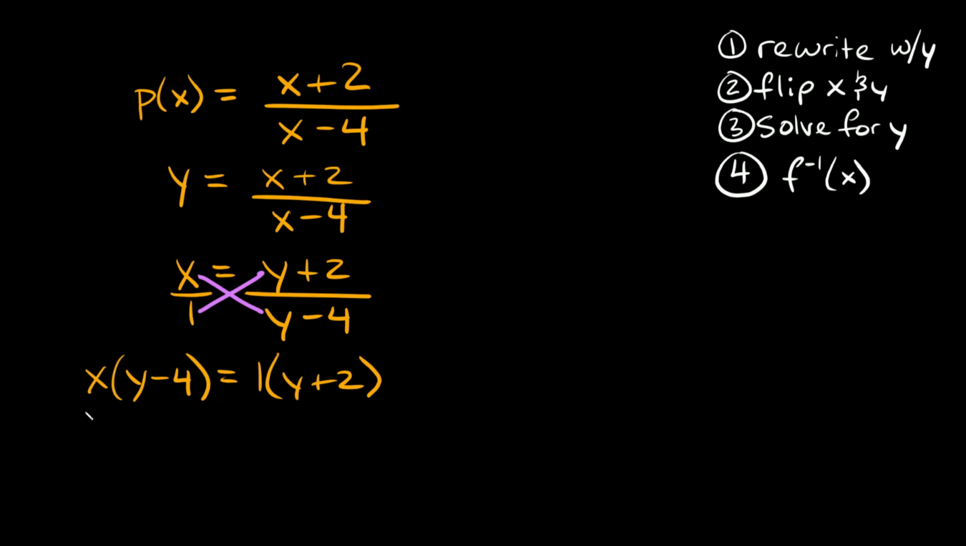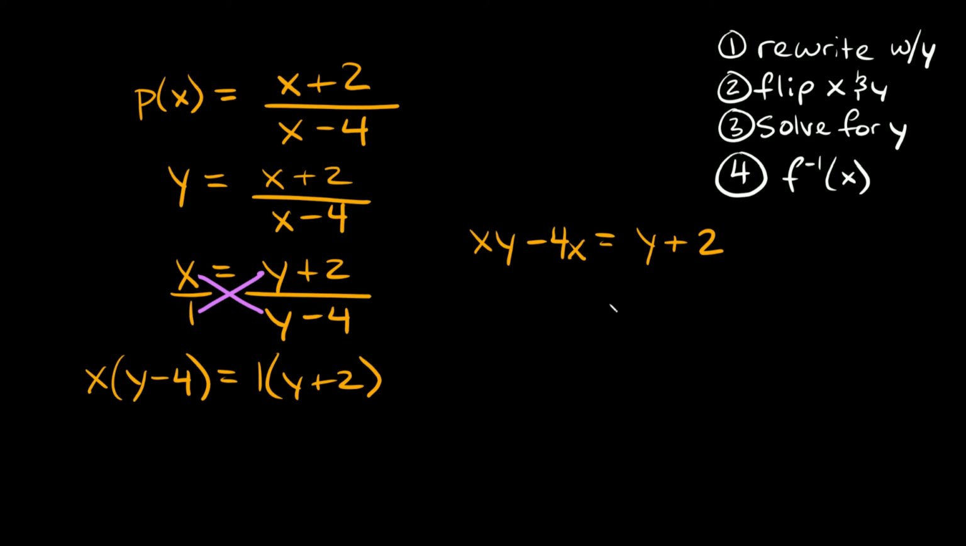Now we can distribute these terms into the parentheses, right? So we have x times y minus 4, which gives us xy minus 4x, and that's equal to 1 times y plus 2. But anything times 1 is just itself, so here we really just have y plus 2. I'm going to move this bottom line just to give myself some more room to work. So xy minus 4x is equal to y plus 2.